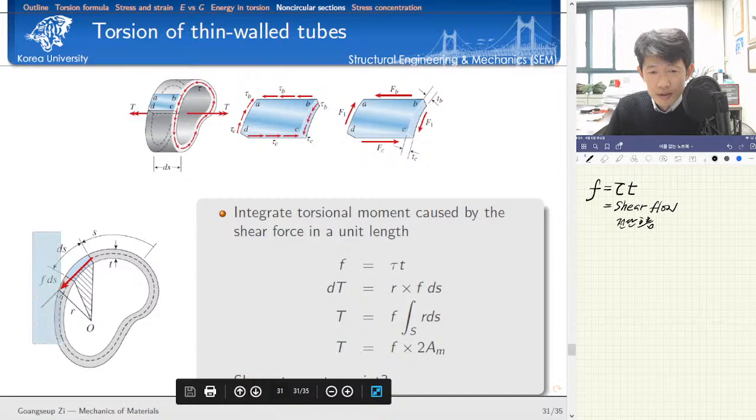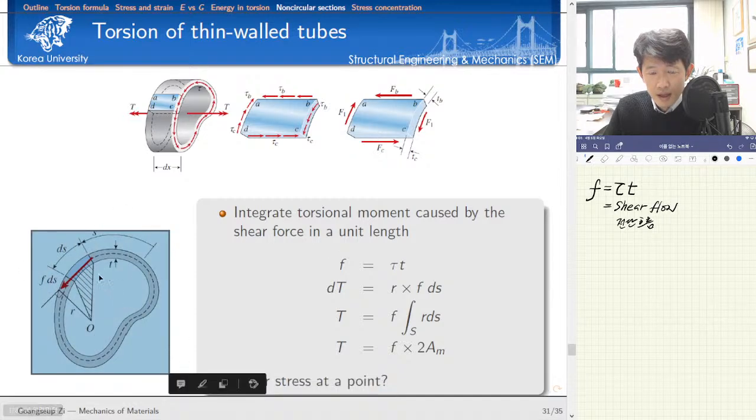Let's imagine a circular section here. If you imagine a small segment measured by ds, then there exists the shear flow. As I told you, the shear flow is constant. The force caused by shear stress over that distance is the shear flow times the distance ds. Please make sure that the shear flow is a force per unit distance. That's why the magnitude of the force vector is shear flow times the length ds.